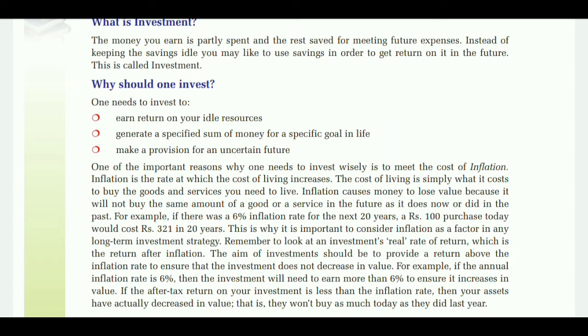Remember to look at an investment's real rate of return, which is the return after inflation. The aim of investments should be to provide a return above the inflation rate to ensure that the investment increases in value. For example, if the annual inflation rate is 6%, then the investment will need to earn more than 6% to ensure it increases in value. If the after tax return on your investment is less than the inflation rate, then your assets have actually decreased in value. That is, they would buy less today than they did last year.